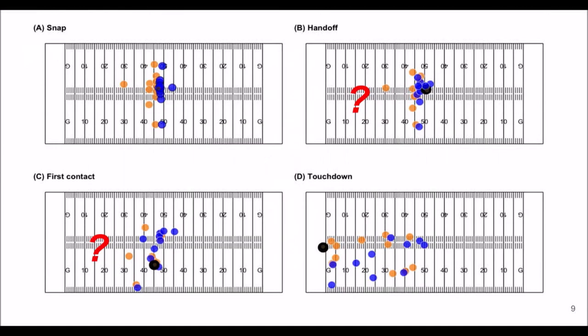Right now, we have values for the snap, and we have values for the touchdown at the end. We want to get the continuous time values, what's going on in between, at the moment of handoff, at the moment of first contact. What do we expect to happen during that play?